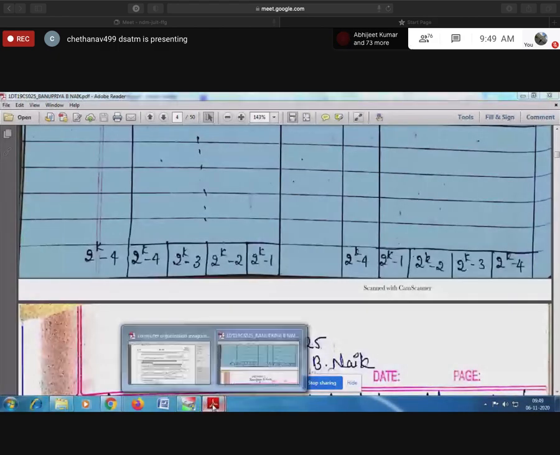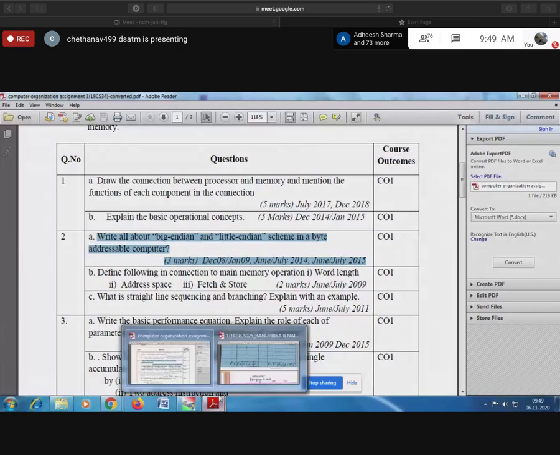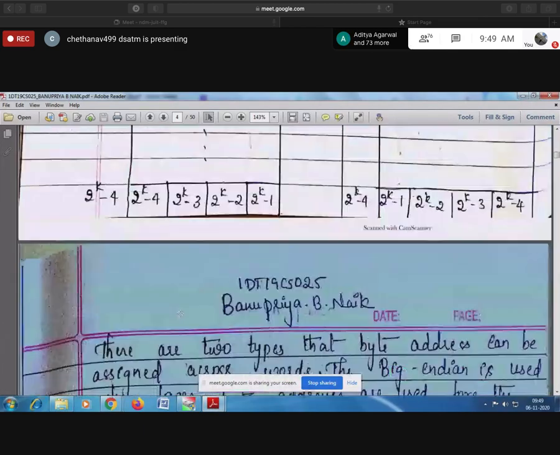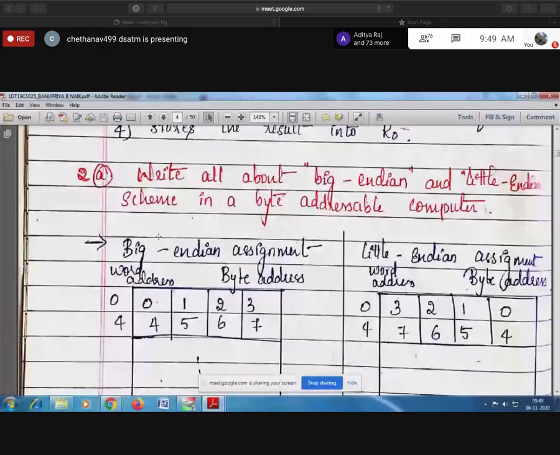Both diagrams. And you have address space, fetch and store. See, address space means what? As this diagram says, this is the address space where I am going to store my data. So I have a data location in the memory, and inside this memory, I can keep my data.